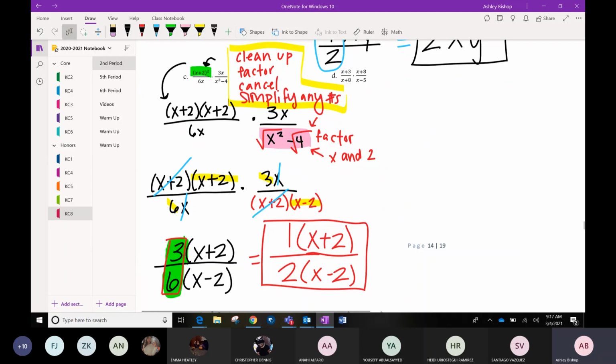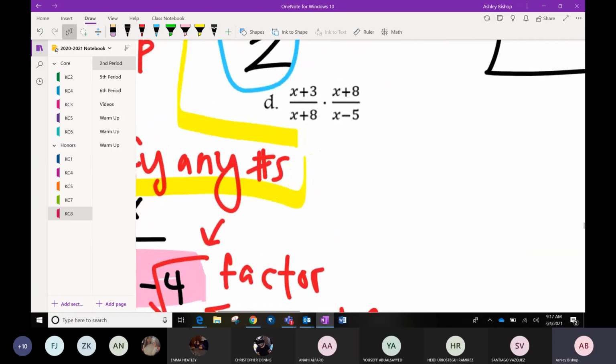Alrighty, let's do this next one. This one here, in the chat, please. In the chat, is there anything that factors? Not cancels, but is there any factoring I need to do? Or is this already factored? In the chat, yes or no? Is there anything that factors? In this problem D, is there anything that is going to factor? What is x minus 5 going to factor then to?